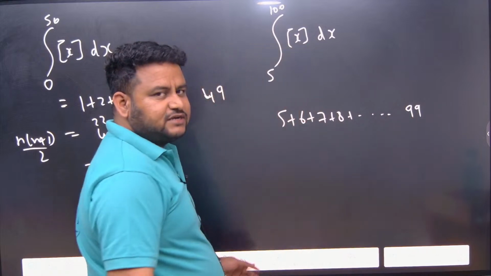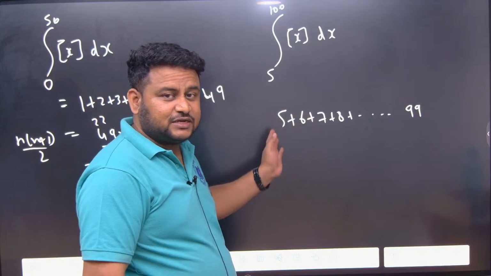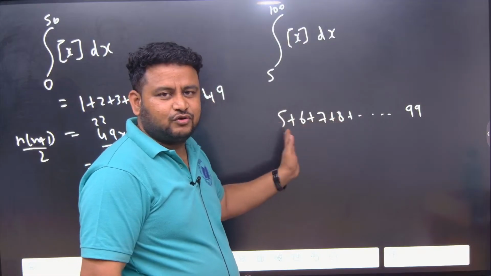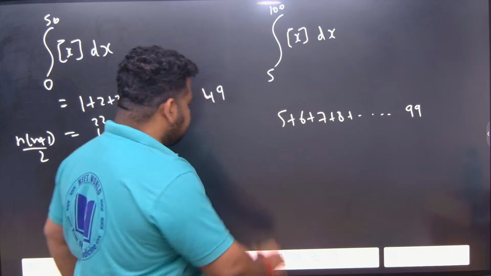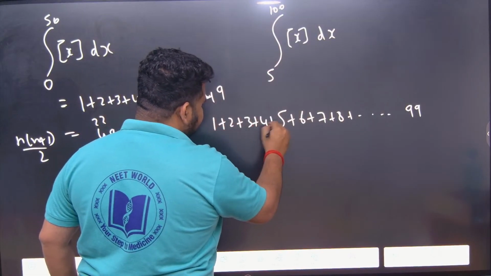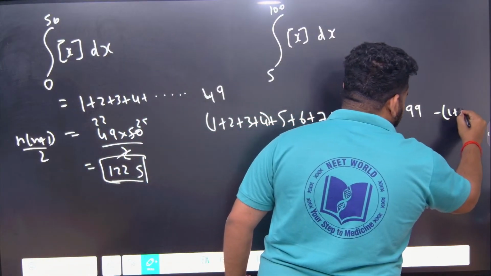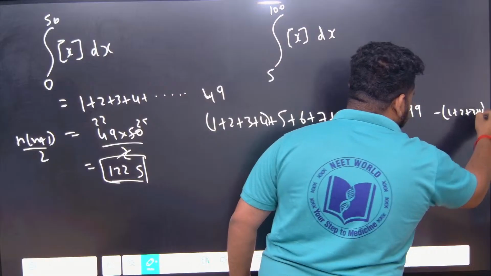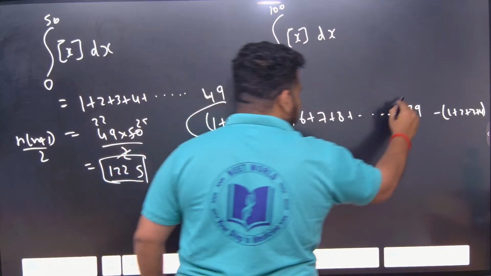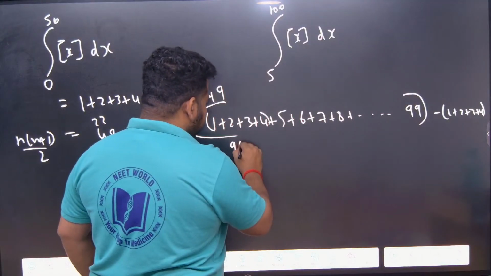The sum of the terms from 1 to n is n into n plus 1 by 2, but for the sum of the terms from 5 to 99 you don't have the formula. For that, what you will do is add 1 plus 2 plus 3 plus 4 here, and from here you subtract 1 plus 2 plus 3 plus 4. Now apply the formula: up to 99 terms is 99 into n plus 1 by 2.